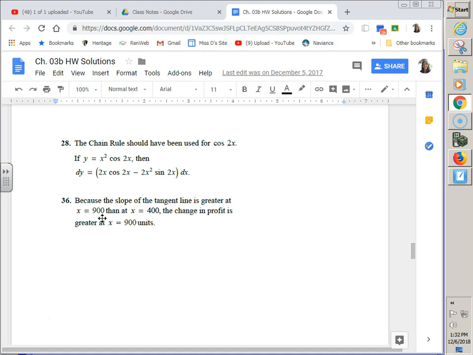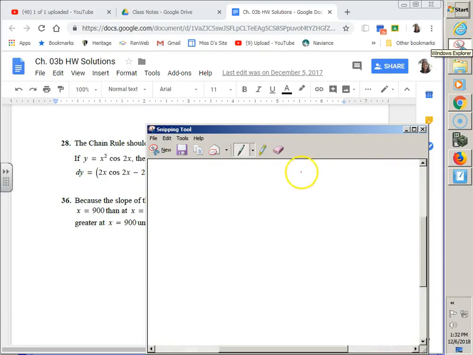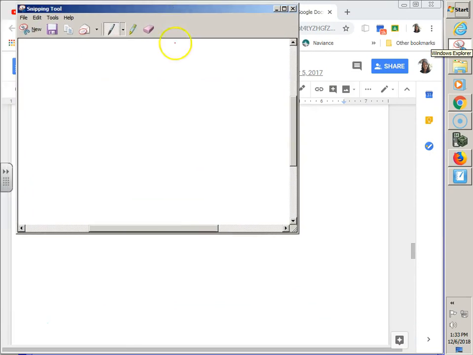All right, questions on odds or evens for the tangent line differentials homework. Victor? 41. Yeah, period 1 didn't like 41 either. Anything else besides 41? 51?